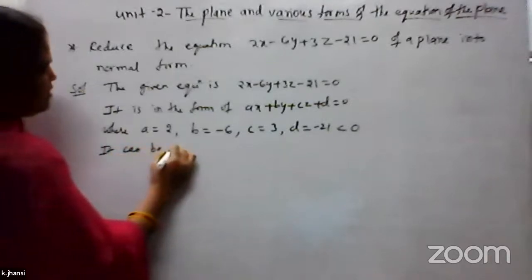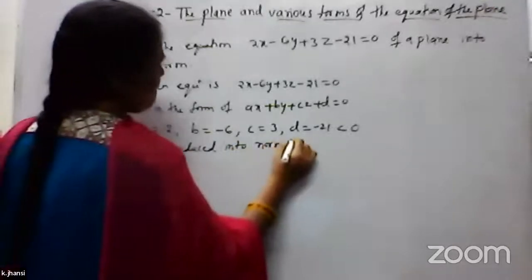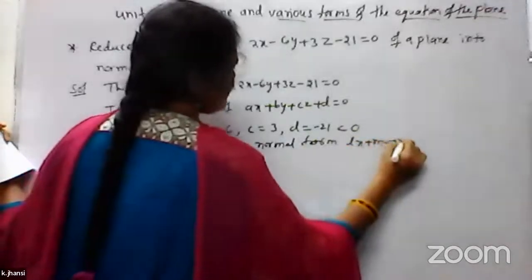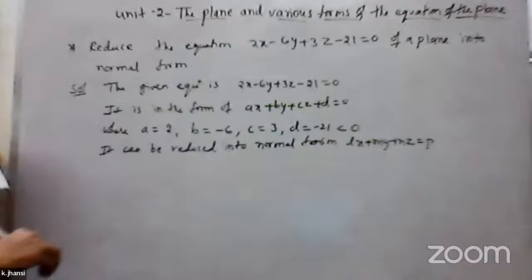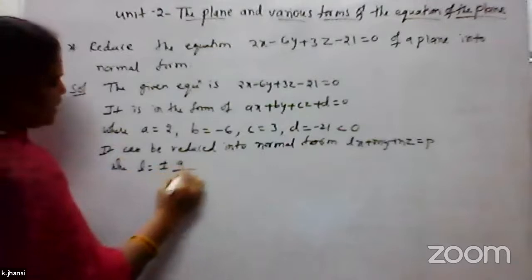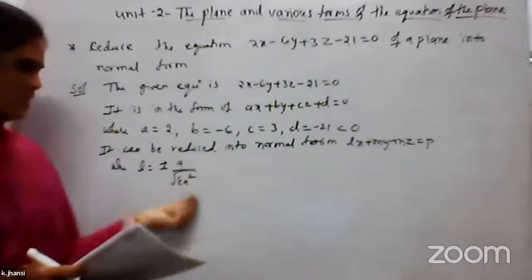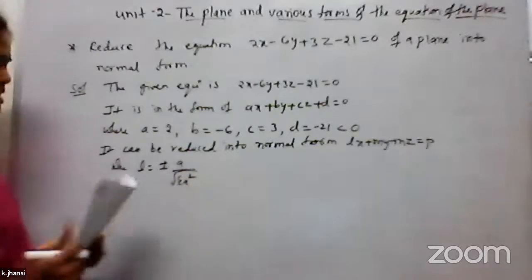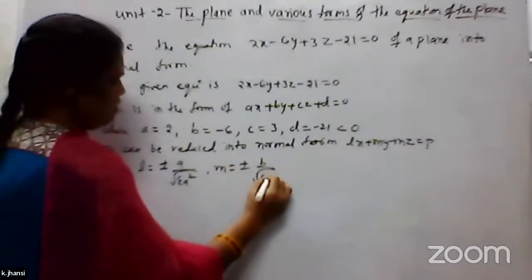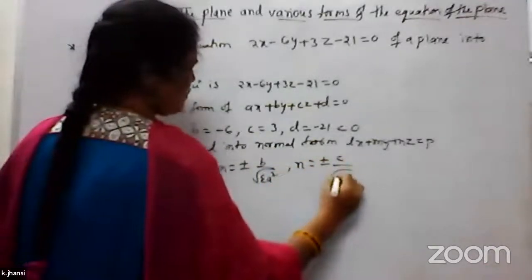And what is the form? lx plus my plus nz equals p. Where l equals plus or minus a by under root of sigma a square. Here under root of sigma a square means you are expanding this, that is a square plus b square plus c square. So m equals plus or minus b by under root of sigma a square. Next we have n equals plus or minus c by under root of sigma a square.